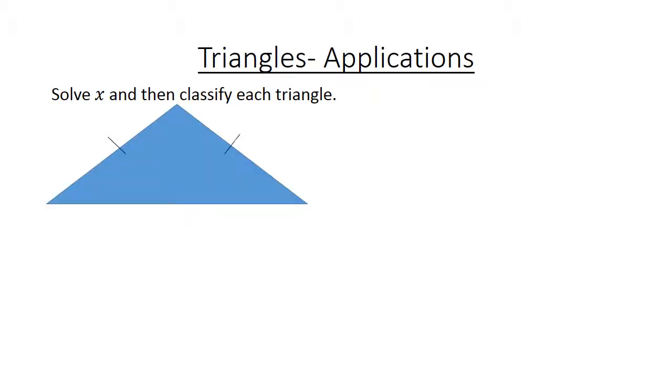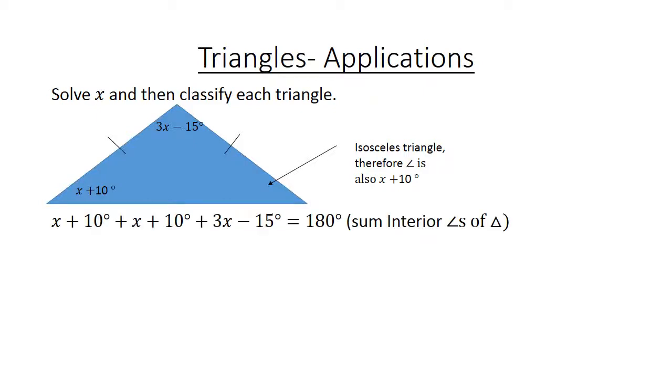Triangles applications. Solve x and then classify each triangle. We have a triangle. The top angle is 3x minus 15 degrees, the bottom one is x plus 10 degrees. It's an isosceles triangle, therefore the other angle is also x plus 10 degrees. Now we're going to add all of them. x plus 10 degrees plus x plus 10 degrees plus 3x minus 15 degrees equals 180 degrees. The reason is the sum of the interior angles of a triangle equals 180 degrees.